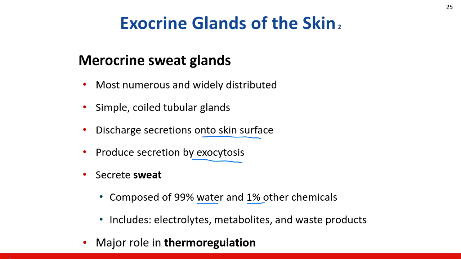But these types of glands, their major role is in thermal regulation. This goes back to chapter 1, when we talked about that negative feedback system that occurs. When your body gets too hot, you start to sweat. That sweat process creates evaporation, mainly from the water that's coming out of the sweat, and it cools your body down. And that helps to decrease your body temperature in hot conditions. So that's the merocrine glands.